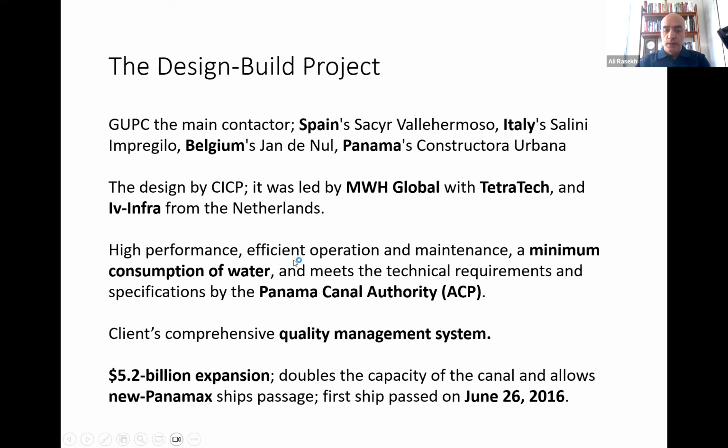So this is high performance and efficient operation and maintenance, and reduction of consumption of fresh water, which is a big issue there because that reservoir is basically the source of fresh water for the country of Panama. And estimates of the cost. Yeah, I can't remember whether it was the real cost or the previous estimate. Maybe it was the total because I have noted down the completion date.